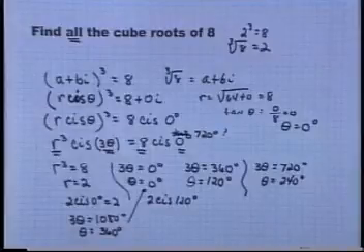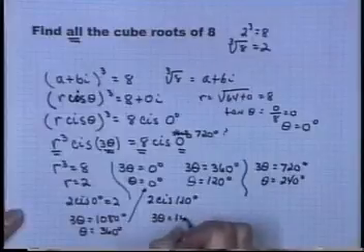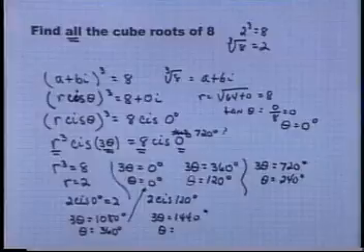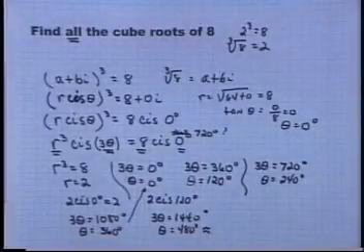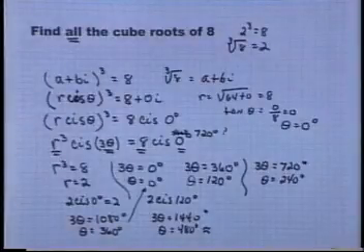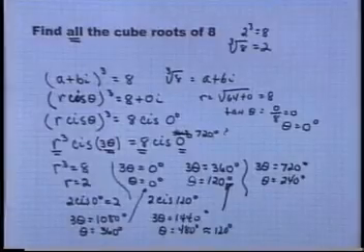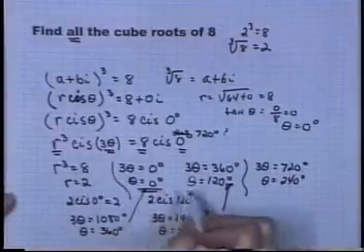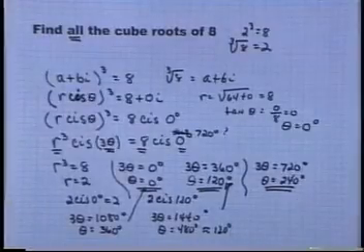Notice if we go 4 revolutions, that's 1,440 degrees. If you divide that by 3, you get 480 degrees, which is equivalent, if you take away the revolution, 360 degrees, it's equivalent to 120. It's the same as that one. So what happens in this process is your angles start repeating in terms of values. But I do want you to notice we're getting 3 distinct values here for our theta.